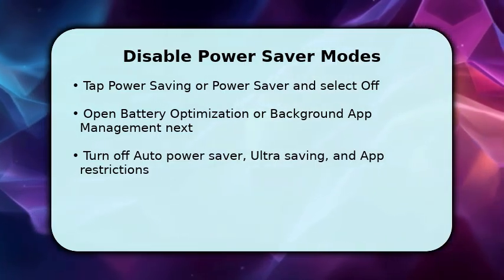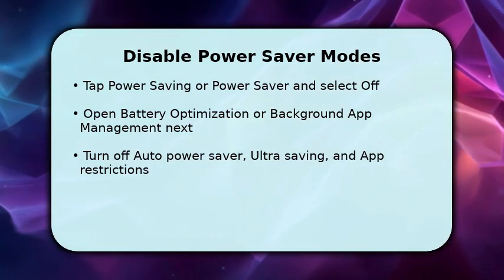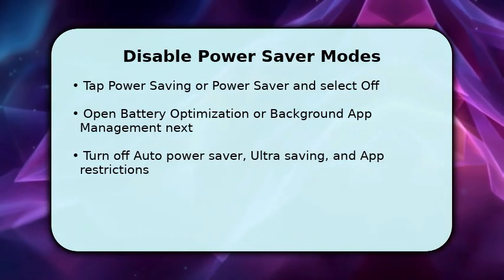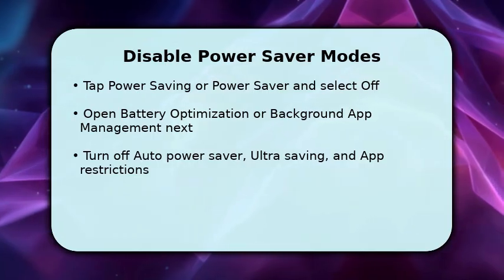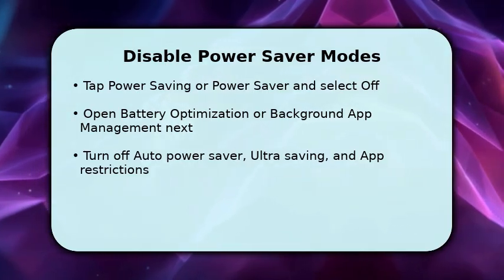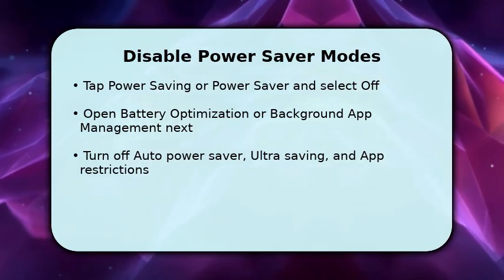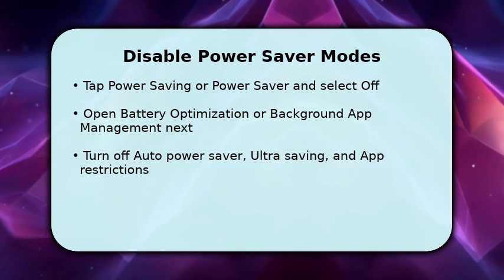Once there, change Auto Power Saver, Ultra Saving, and related toggles to off. Also check Adaptive Battery and Low Power Scheduler. Turn off any profiles that auto-enable. These steps restore normal app behavior and performance by reversing the most common aggressive battery rules.